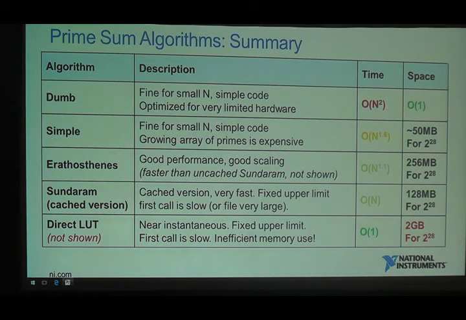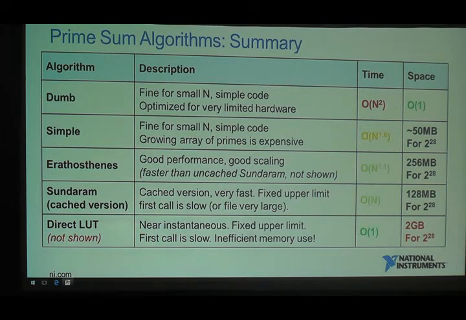So the DOM is fine for small n, simple code, optimized for very limited hardware. If you need to run it on your lunar lander computer that has only like 2K of memory, you cannot store the list of primes, right? You would have to do that. And it takes no space, there are no arrays involved, right? And the simple one is faster. Eratosthenes is even faster and uses 256 megabytes of Boolean array for the lookup. And the Sundaram uses half that because it only has the odd elements in that lookup array.